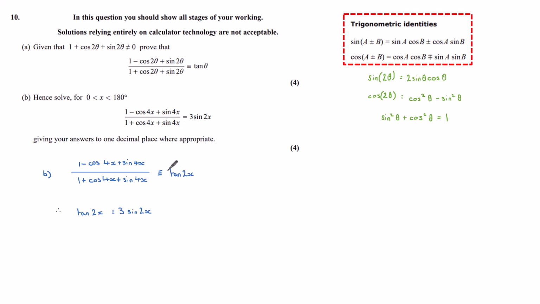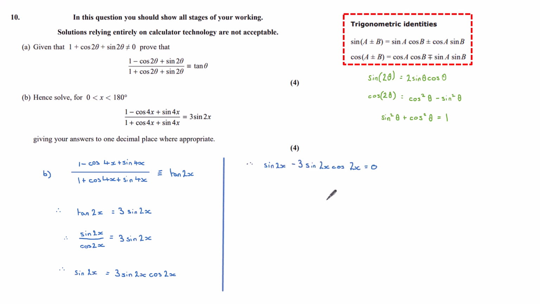Therefore, I can say that tan 2x is equal to 3 sine 2x. Remembering that tan 2x can be written as sine 2x over cos 2x, multiplying through by cos 2x. There is a misconception here that we can divide both sides through by sine 2x, but if you do that, you're ignoring the solution that sine 2x can bring. So taking the 3 sine 2x cos 2x to the left hand side and then factorizing gives me sine 2x lots of 1 minus 3 cos 2x is equal to 0.